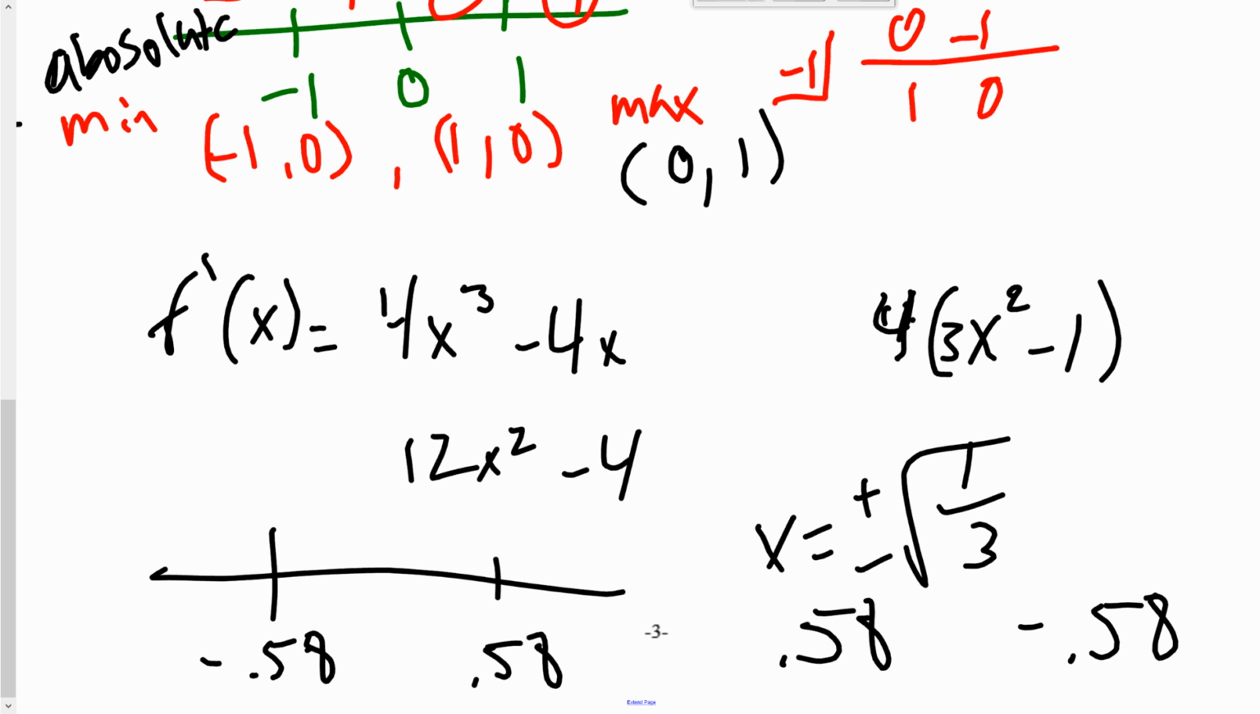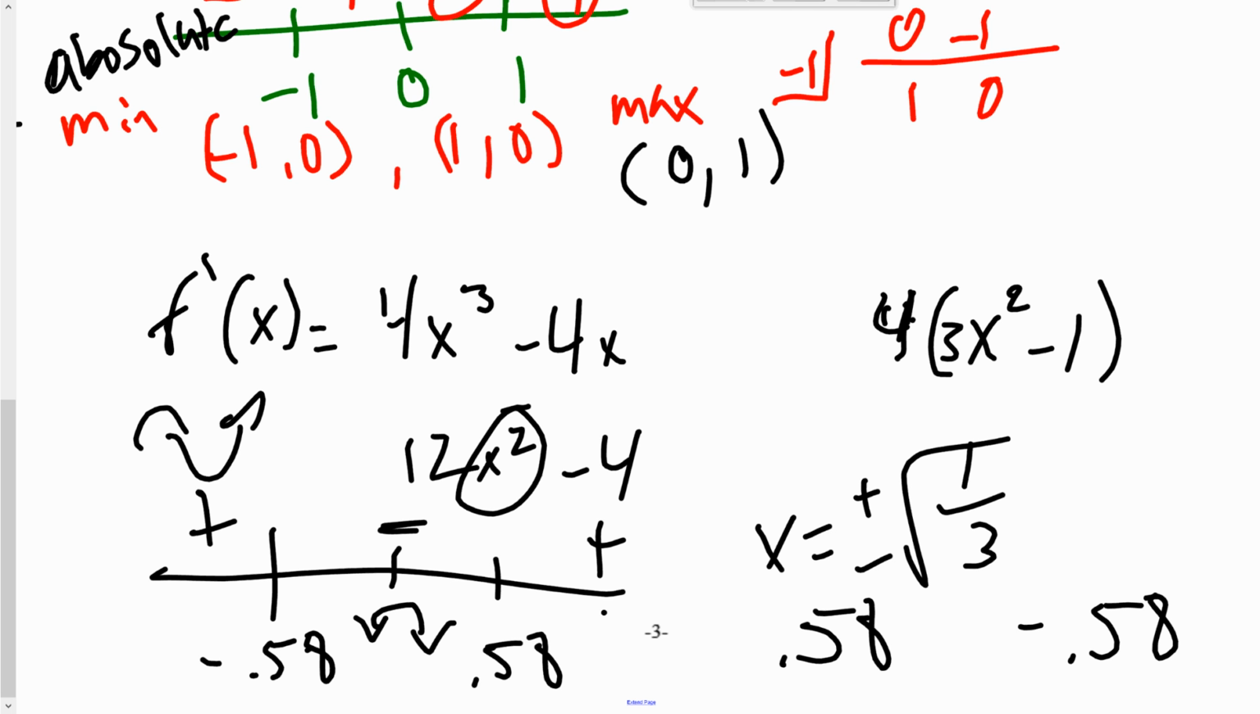So I want a number in between here and to the outside. So I can test negative 1 into the second derivative. Negative 1 into this, I'm squaring my x's, so they're automatically going to be positive. So a negative 1 squared times 12 is going to be positive, and a positive 1 squared times 12 is going to be positive. And then plugging in 0, I get negative. So that means I'm concave up, concave down, and then concave up again. That means I have an inflection point here and I have an inflection point here.